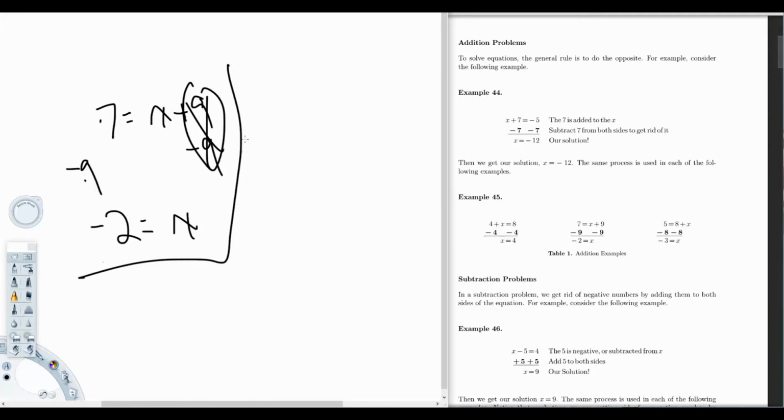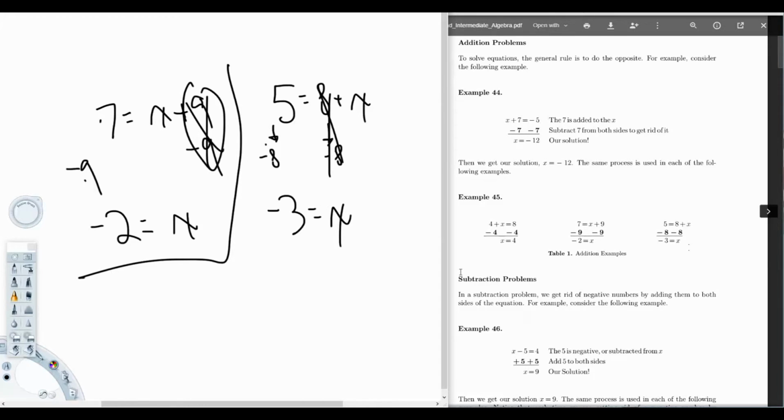All right. Next problem. 5 equals 8 plus x. How do I get rid of this 8 here? Because I want x to be alone. Well, minus 8 here, and minus 8 on the other side, right? Each side you do it. So minus 3 equals x.